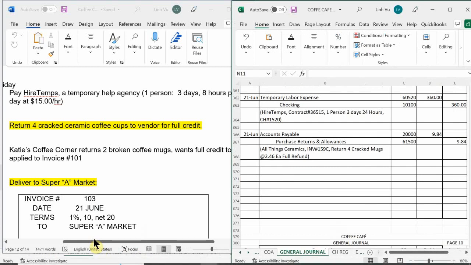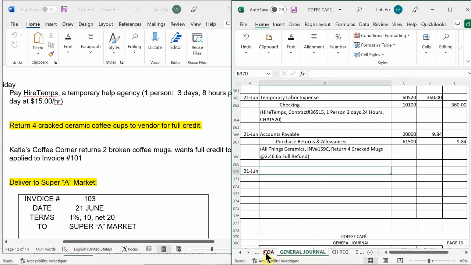Coffee mug. No. Who is this, a vendor or a customer? Katie, she's a customer. Okay, she's a customer. And what did we do with those 2 coffee mugs? Did we sell those to her? Yeah, we sold it to her and she wants to return it because it's broken. Okay, so in this case, how am I going to issue her money? Sales returns and allowances.